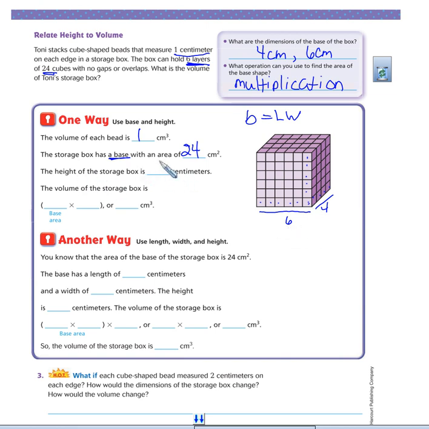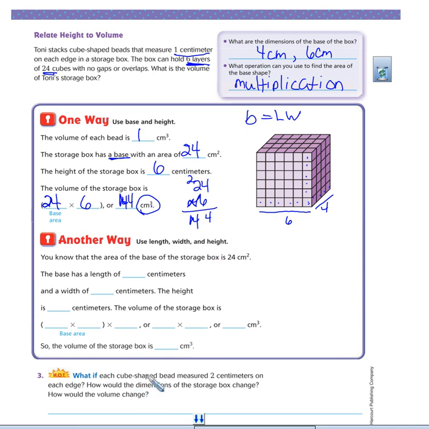So now, what I have to do is find the volume. I'm going to take my base area, which is 24, and multiply that times my height. So if I do 24 times 6, 4 times 6 is 24, carry my 2, going over to the next place value. 2 times 6 is 12, adding my 2 gives me 144. Now I have 144 centimeters cubed because I know I'm dealing with the volume and I'm talking about a 3-dimensional shape.